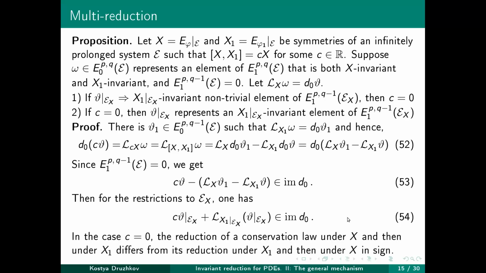And it's easy to see from the same formula that if c is 0, then the reduction is x1 invariant, right? If we don't have this term, then this guy lies in the image of d0. This means that the restriction of the reduction of the original omega to the system epsilon x is at least x1 invariant.